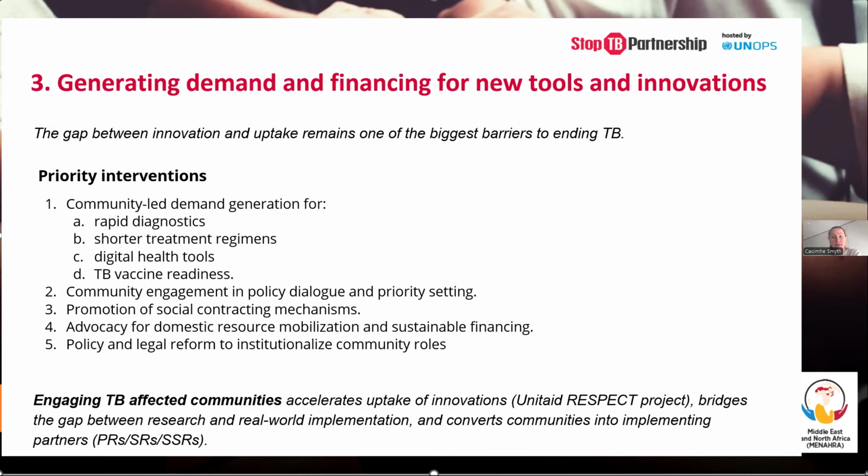Number 3 is about generating demand and financing for new tools and innovations. And priority interventions here that we are recommending are community-led demand creation for rapid diagnostics, short treatment regimens, digital health tools, TB vaccine readiness, community engagement in policy dialogue and priority setting, protection of social contracting mechanisms, advocacy for domestic resource mobilization and sustainable financing, policy and legal reform to institutionalize community roles. Again, we're really just echoing what both Global Fund and our community partners have already said.